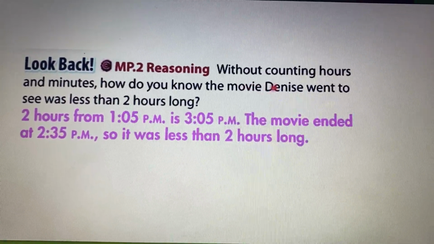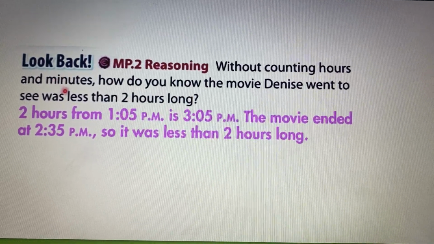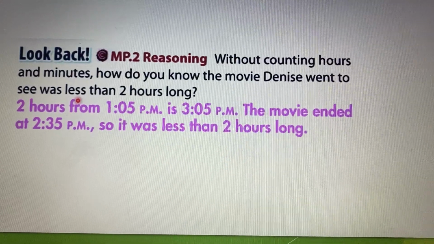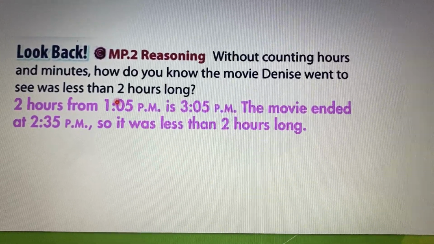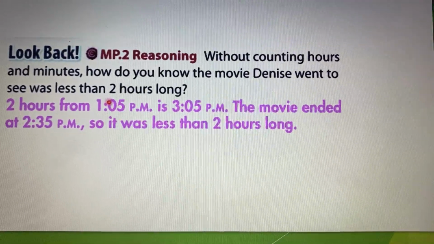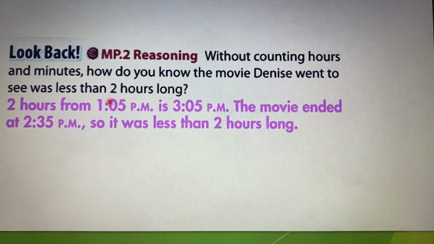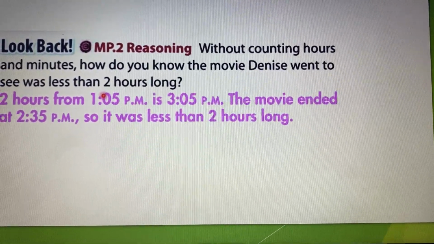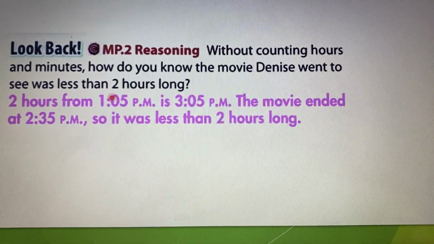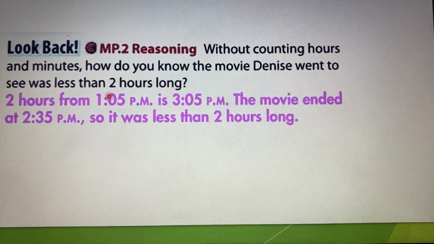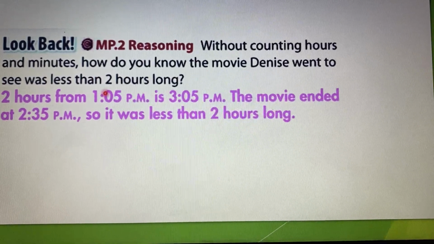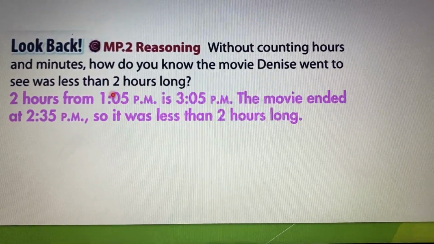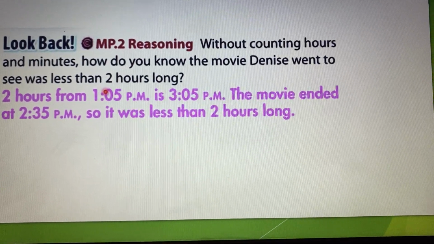Look back. Without counting hours and minutes, how do you know the movie Dennis went to see was less than 2 hours? Think about this. The movie started at 1:05. If it took 2 hours, so the hour will be how many? It's 1. Add 2 to 1. Yes, 3. So the time would be 3:05, right?